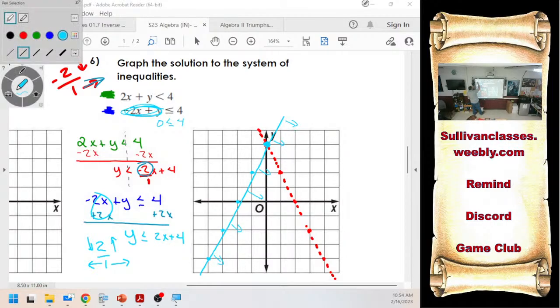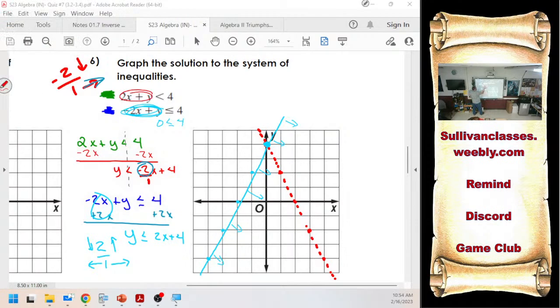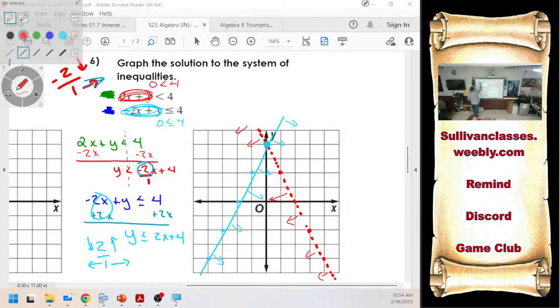The blue one, we gotta go back to that guy. If I put zeros in there, I get 0 is less than 4. Is that true? So I shade towards the 0. And you get that big triangle in the middle.